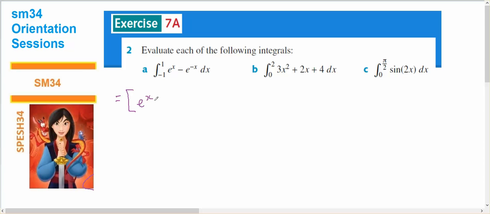is e to the x minus the integral of e to the negative x will be negative e to the x. So that's going to turn into positive, going from -1 to 1. Putting in the top number first, e to the 1 plus e to the -1 minus e to the -1 minus e to the -1, which would be e minus e plus e, 1 on e minus, gives me 0.